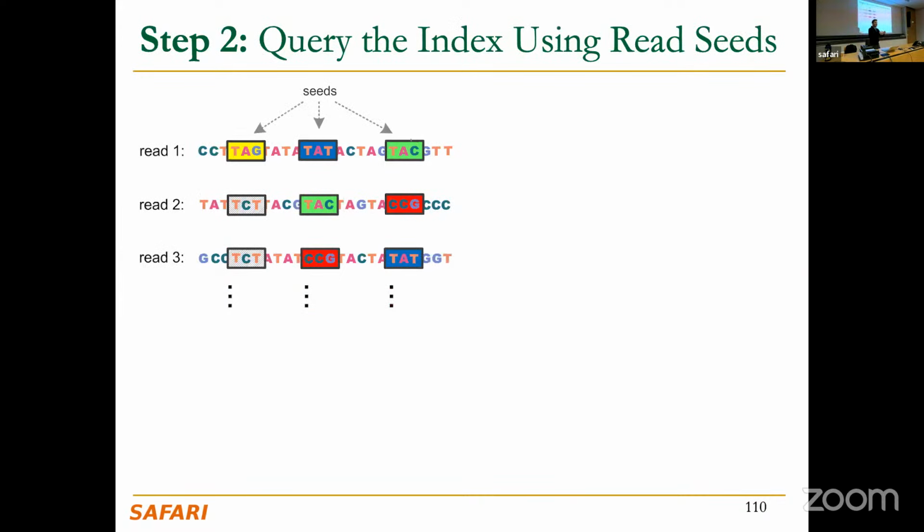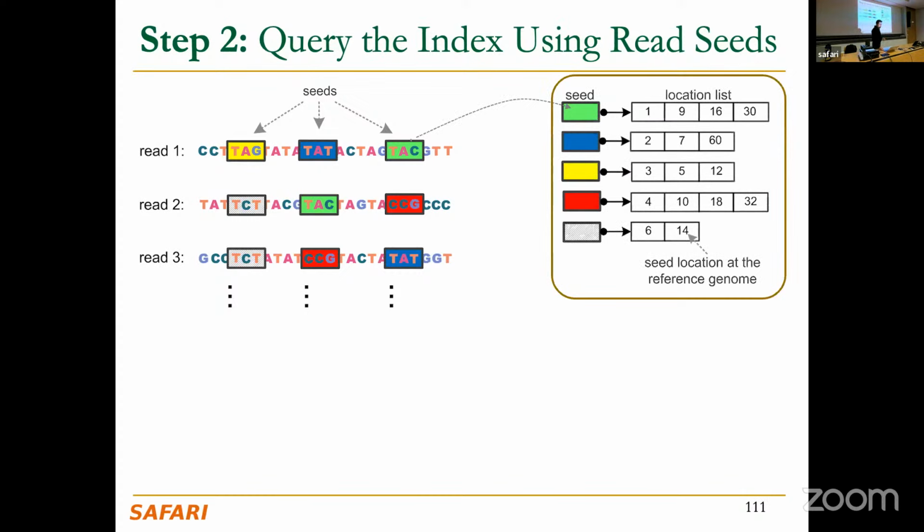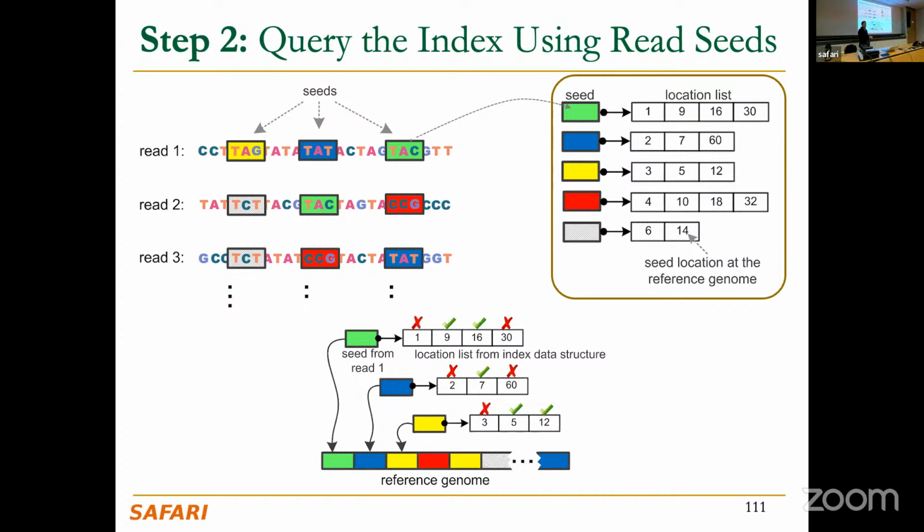But the second step, right after that, is to use that index, that hash table. And how do we do it? We again use the same seed selection criteria on reads. We extract subsequences from reads, and then we use them to query the hash table that we constructed from the reference genome. And if there is a match between the read and the reference genome, it will give us the candidate regions in the reference genome. So remember the naive approach that we were taking initially.